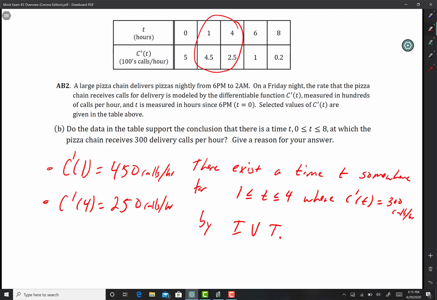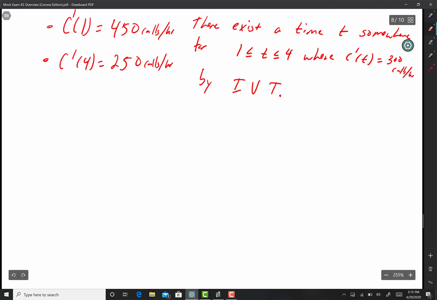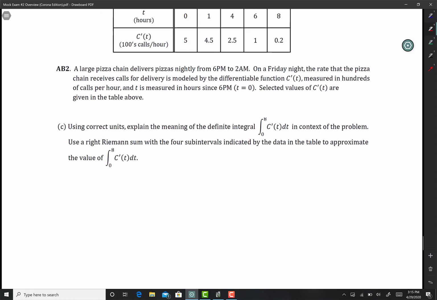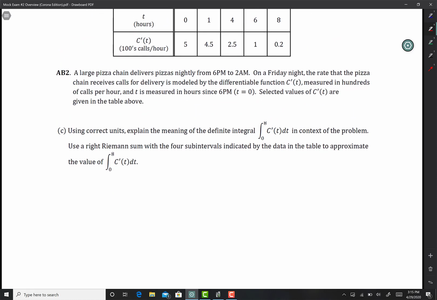I have a max and a min: one number that's bigger than 300, one number that's smaller than 300. Perfect. And then I can just say by IVT, but I have to make sure that I mention that. There is a time t somewhere between 1 and 4 where c prime of t equals 300 cost per hour by IVT. Perfect, guys. I think you might even get the credit if you don't say IVT in there, but it'd be nice if you did. All right. Using correct units, explain the meaning of the definite integral from 0 to 8 of c prime of t in the context of the problem.